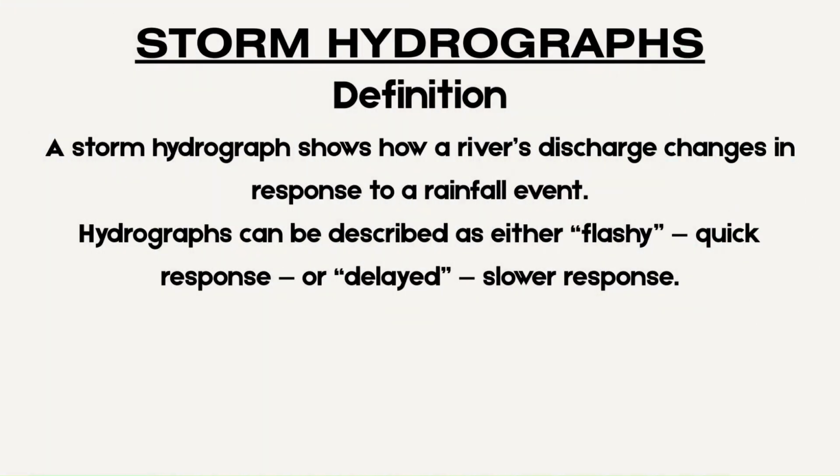Finally, we will look at storm hydrographs. A storm hydrograph shows how a river's discharge changes in response to a rainfall event. Hydrographs can be described as either flashy, quick response, or delayed, slower response.